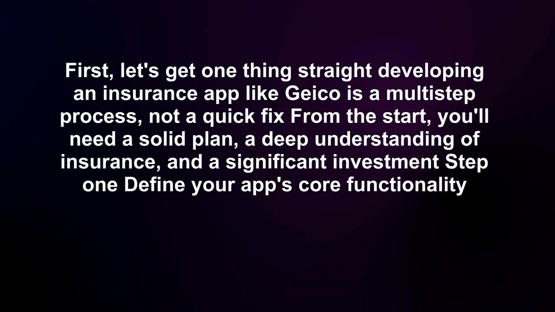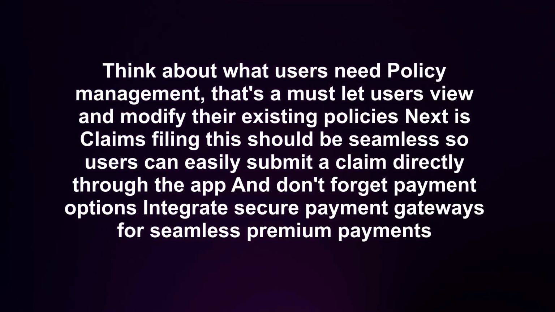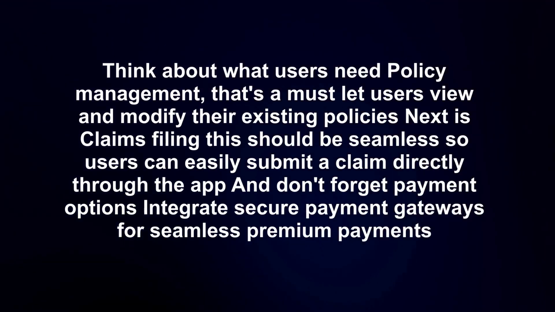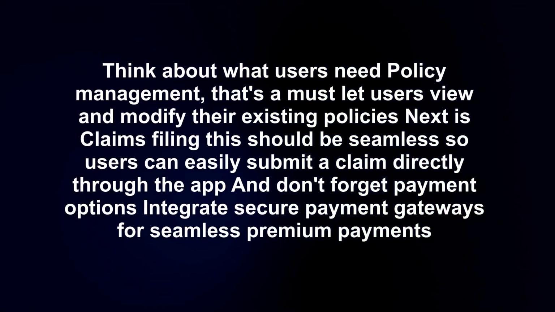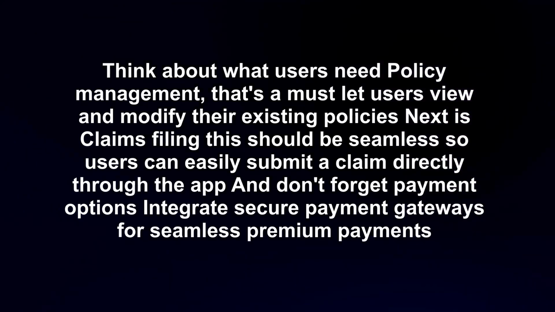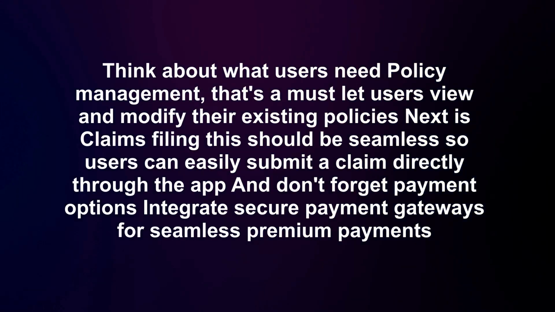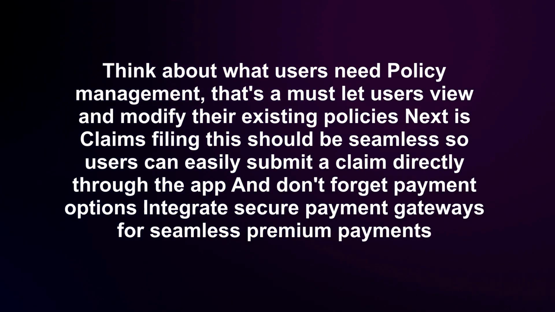Step 1. Define your app's core functionality. Think about what users need. Policy management. That's a must. Let users view and modify their existing policies. Next is claims filing. This should be seamless, so users can easily submit a claim directly through the app. And don't forget payment options. Integrate secure payment gateways for seamless premium payments.